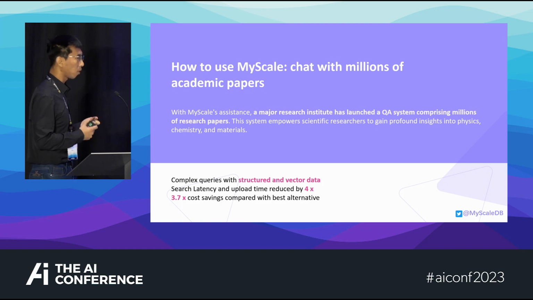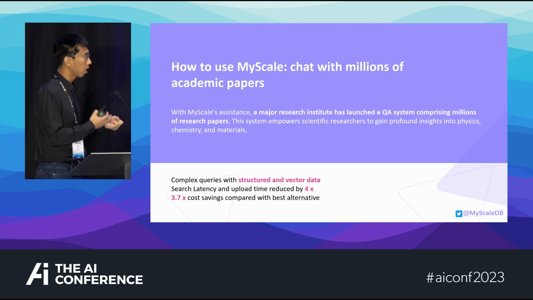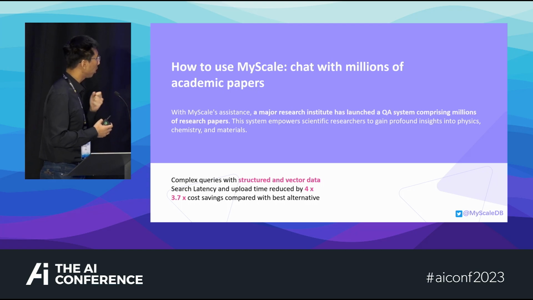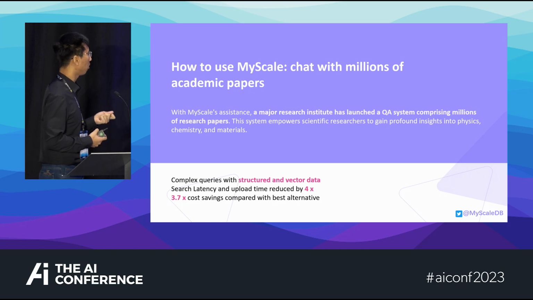Because they have millions of papers and hundreds of millions of vectors, they need complex queries involving both structured data and vector data, such as category, authors, and years. And the search latency and upload time using MyScale are reduced by 4x, and the overall cost saving is about 3.7x compared with the best alternative.